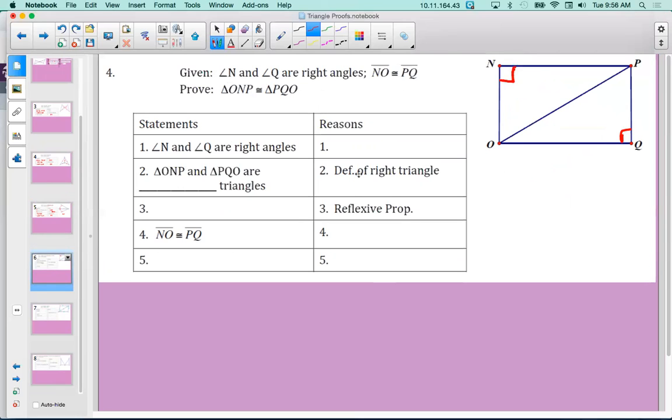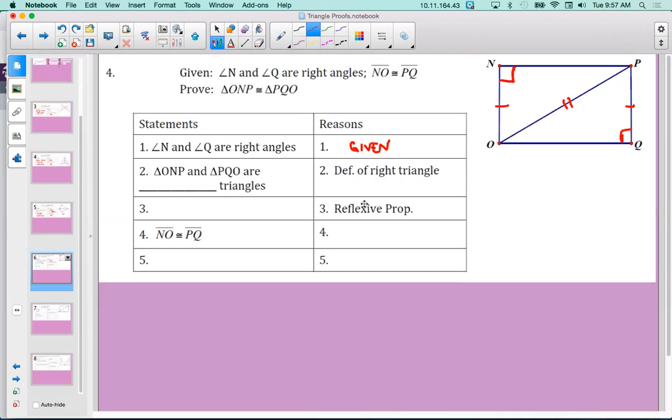NO is congruent to PQ. NO and PQ are congruent. Any other parts here? We got the shared side. PO or OP is congruent to itself. All right, let's see what we got here. It looks like we didn't put all of the given information here, but angle N and angle Q are right angles. That definitely was given.